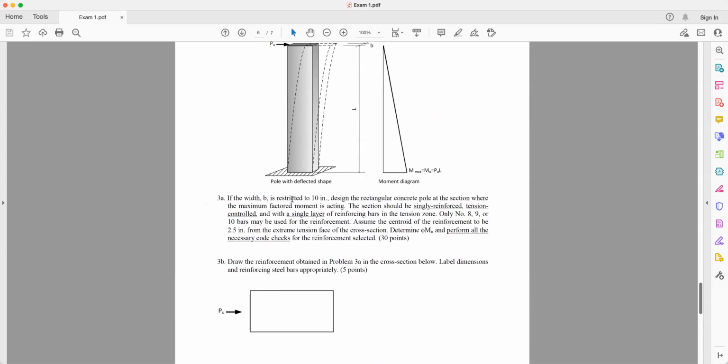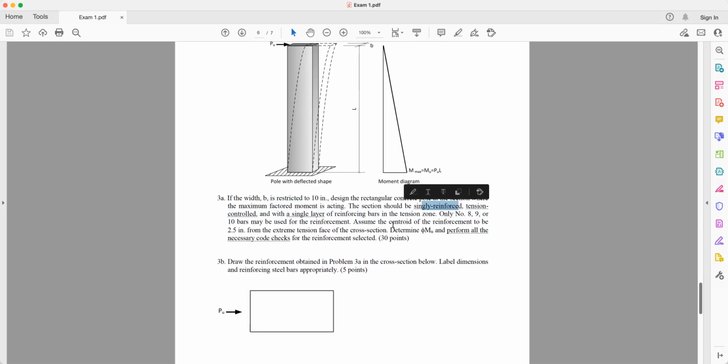Now, the width b is restricted to 10 inches. Look, I helped you, right? I told you it's 10 inches for b, right? Don't do anything else. Let b equal 10. Don't do 9, don't do 8, just do b equal to 10. Design the rectangular concrete pole section where the maximum factored moment is acting. The section should be singly reinforced, tension controlled.